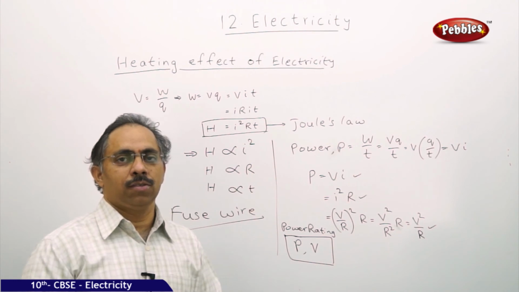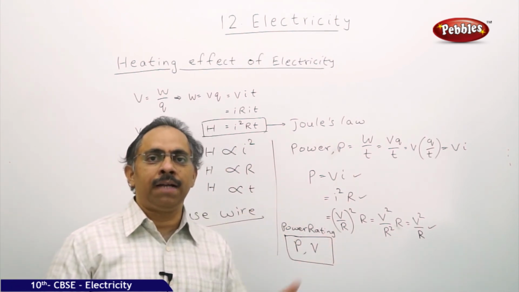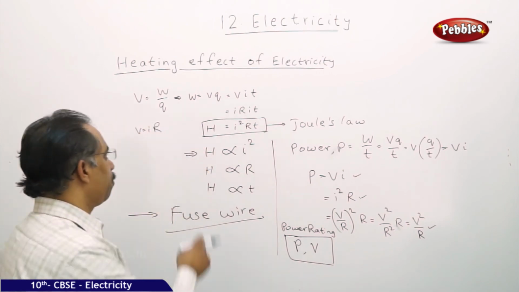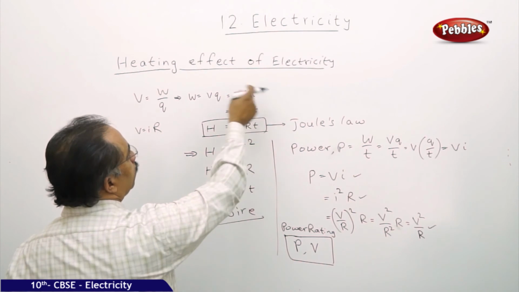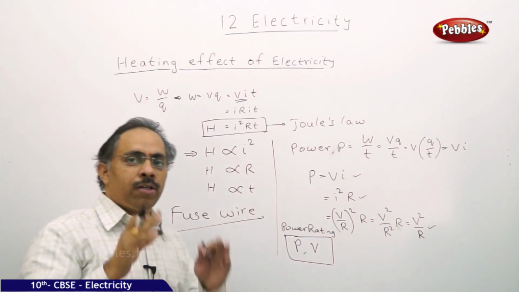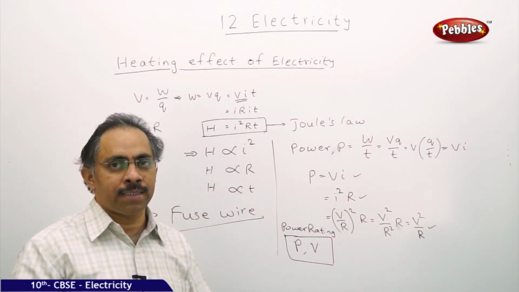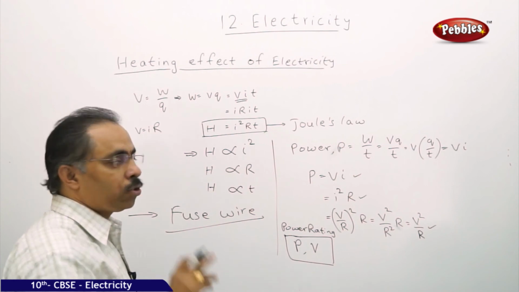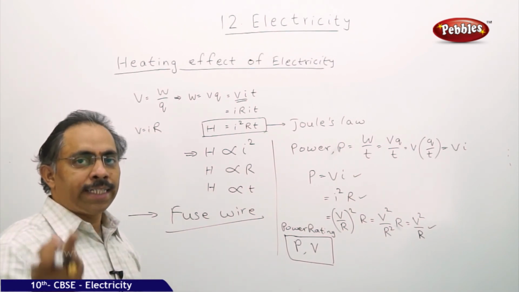When you go for power and time, power multiplied with time gives you the work. So V into I is power, and power into time is the work done. This work done is nothing but the energy. If you are using electrical energy and you want to calculate how much electrical energy is being utilized, you need to know two things: one is power, another is time.